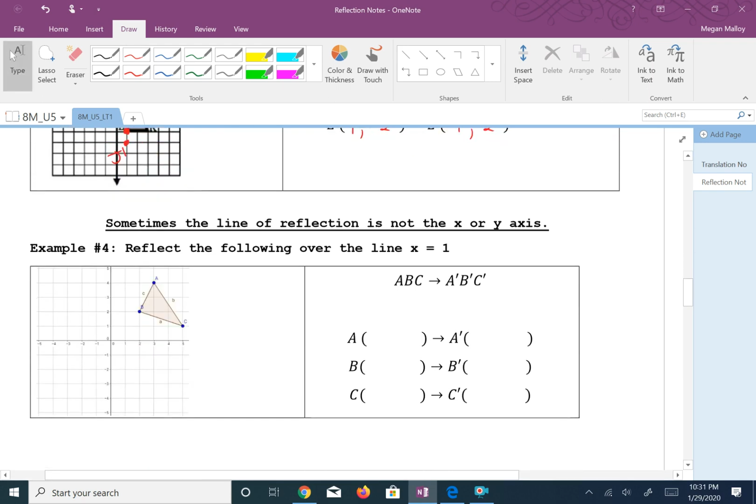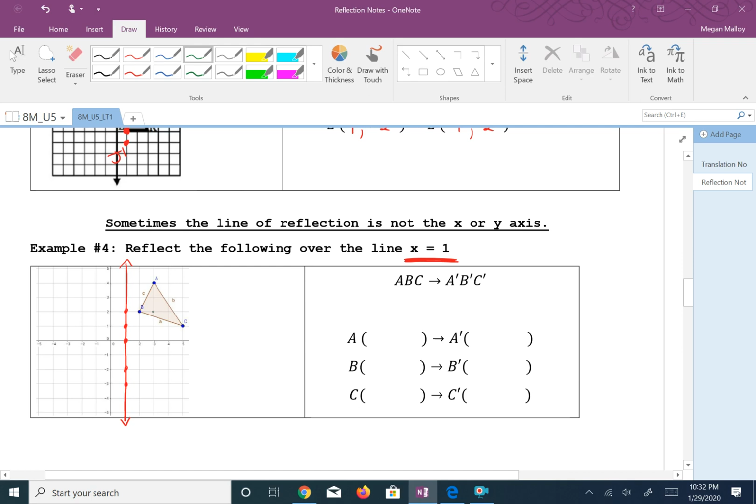Now our last example sometimes gets a little confusing. Sometimes the line of reflection is not the x or the y-axis. It's another line completely. So for example 4, it says, reflect the following over the line x equals 1. Well, x equals 1 here, here, anywhere along the vertical line through the point x equals 1. So that is going to be our line of reflection. I'm going to follow the exact same steps, however, I'm going to be counting my units to the line x equals 1 as opposed to the x or y-axis.